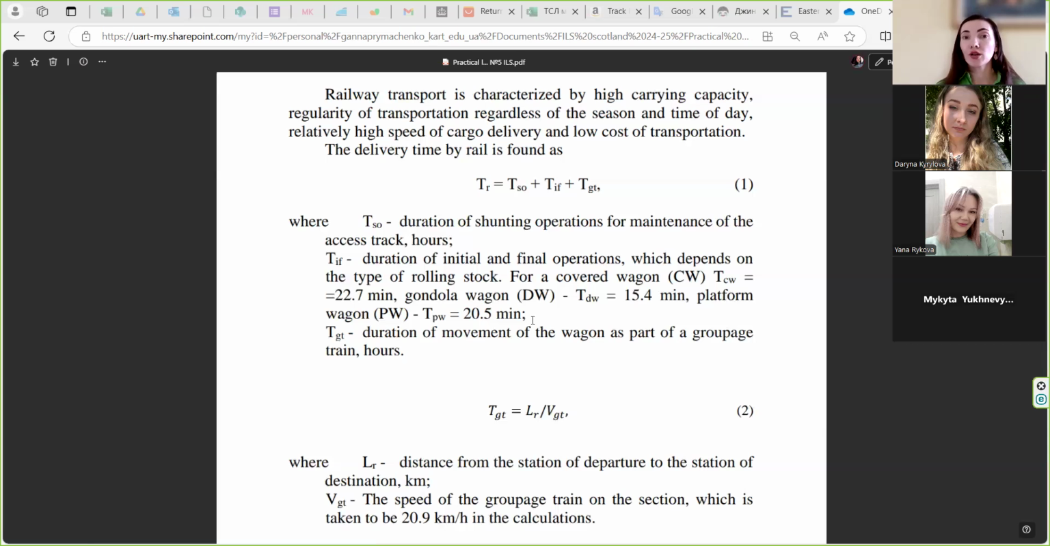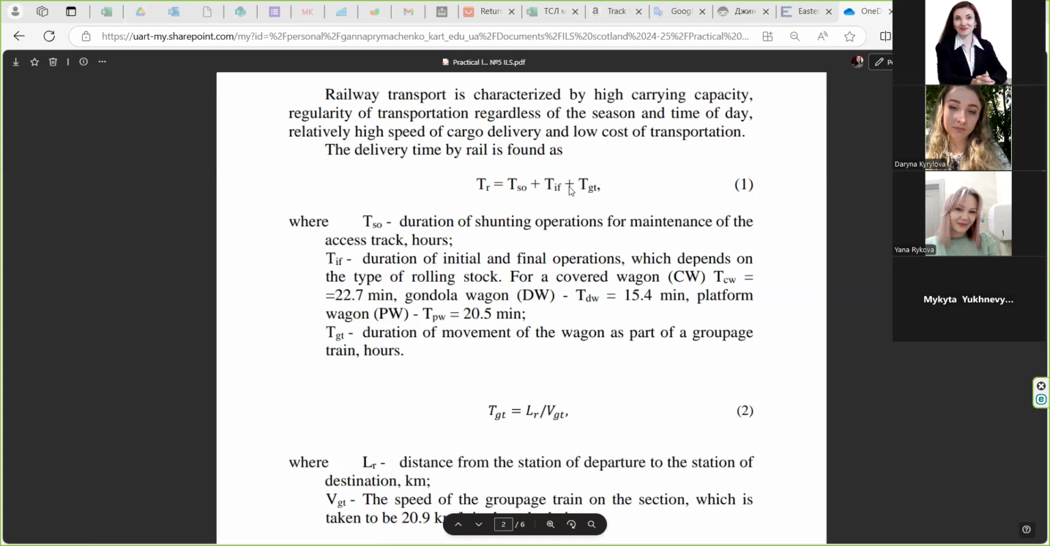And our third time is big T with index JT. It is the time for delivery in a group train. It is the result of our formula number 2, already in hours. So we find the sum of all these 3 times, and you can leave 2 digits after the point, it is enough. Please calculate it, please.